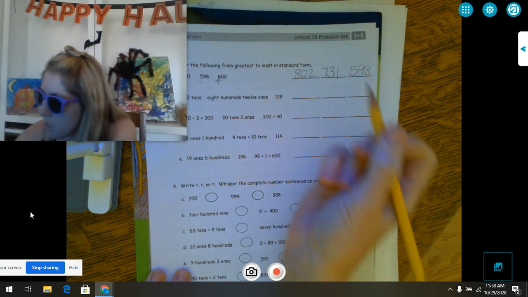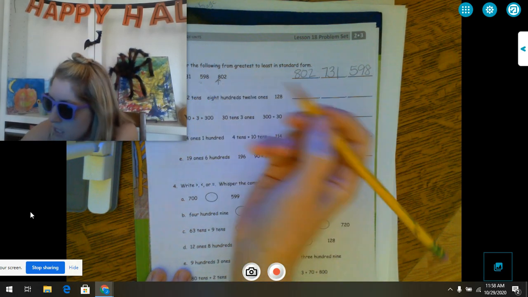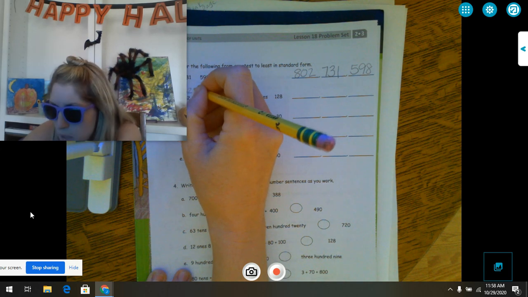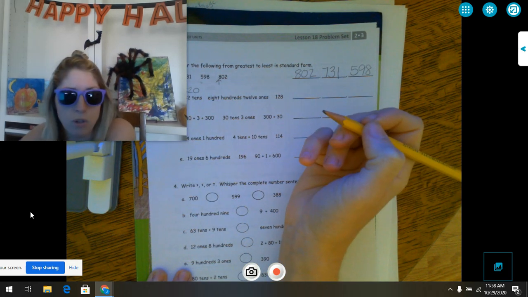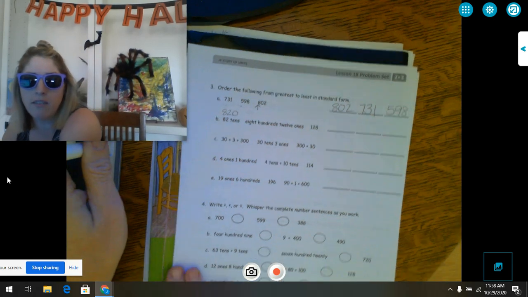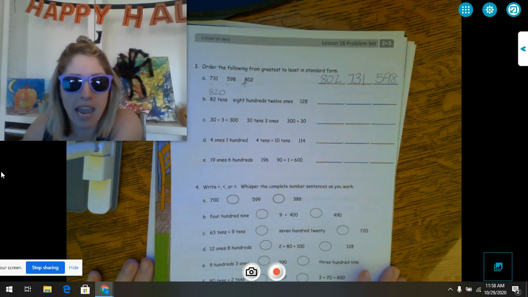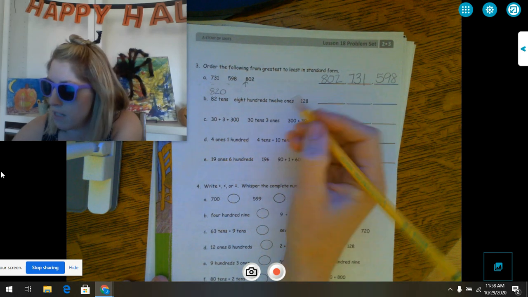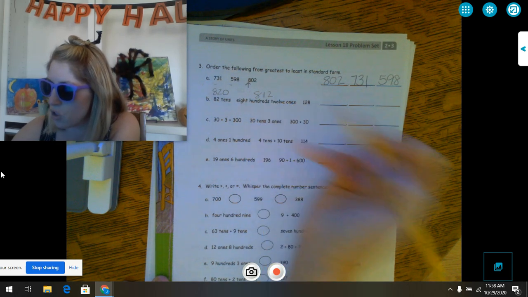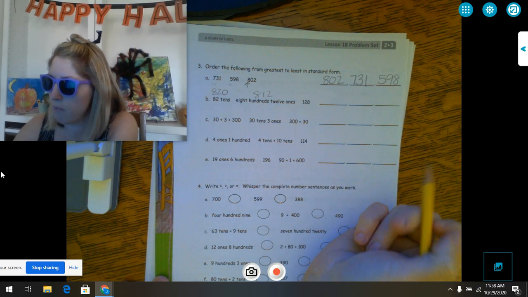Okay, we're going to take these numbers and write them in standard form, which is the regular number form. So we have 82 tens. We know to write 82 tens, we just write an 82. And when we hear the word tens, we put a 0 on the end. 82 tens is 820. Okay, and then 812 ones. 800s. 12 ones is a 10 and 2 ones. And then that one's already in its standard form.